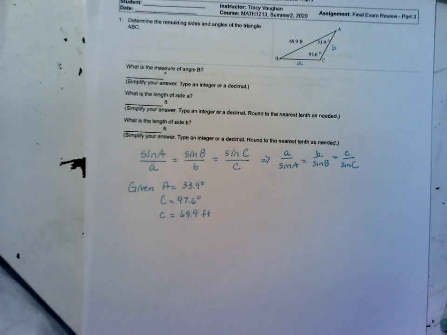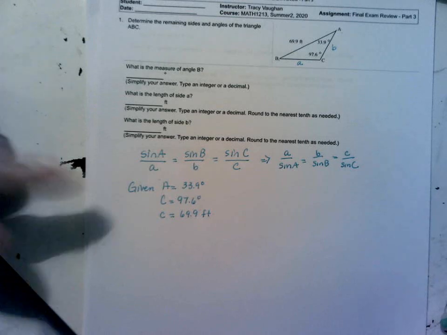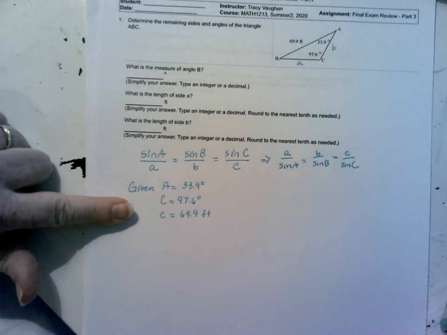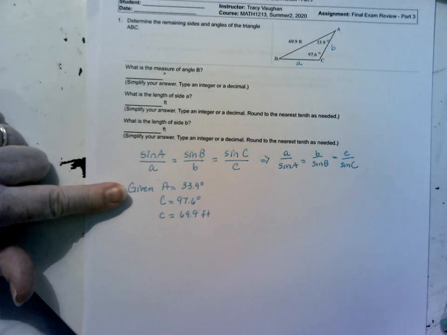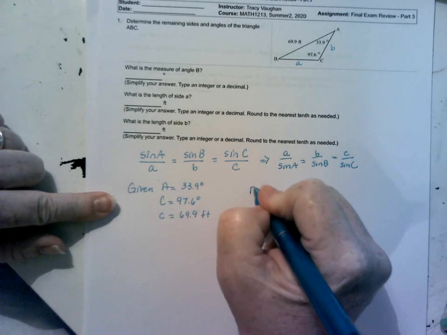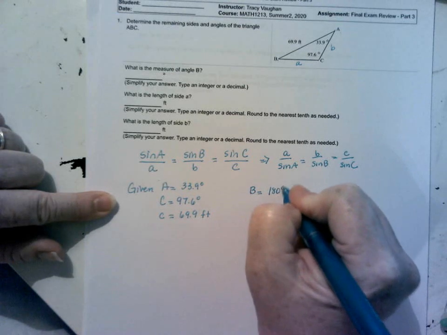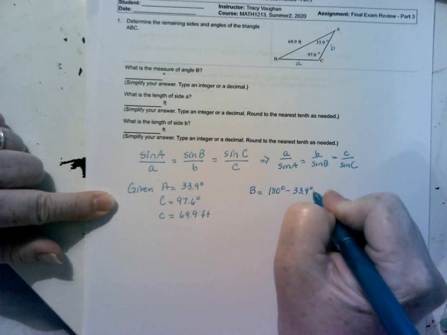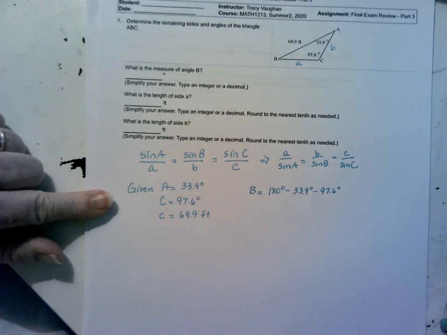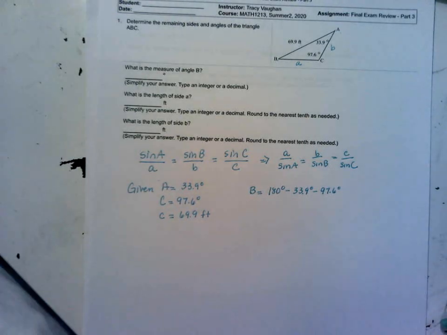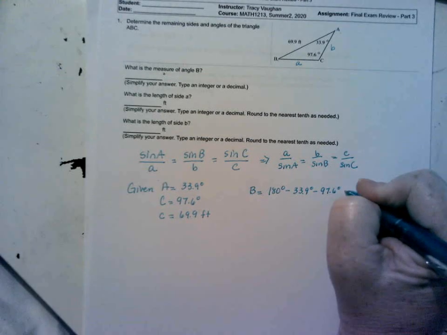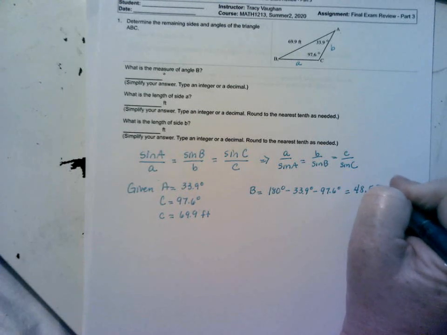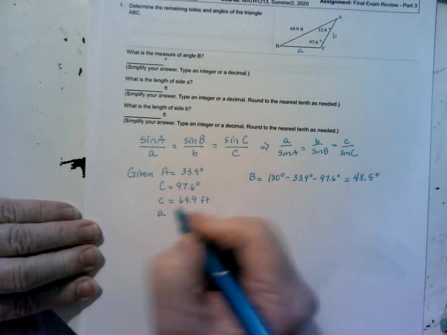One thing that we can quickly find is angle B, because anytime you know two angles in a triangle, you can subtract the sum of those two angles from 180 to find the third angle. So angle B will be 180 degrees minus 33.9 degrees minus 97.6 degrees, which will end up being 48.5 degrees. Now, we also want to find side A and side B.